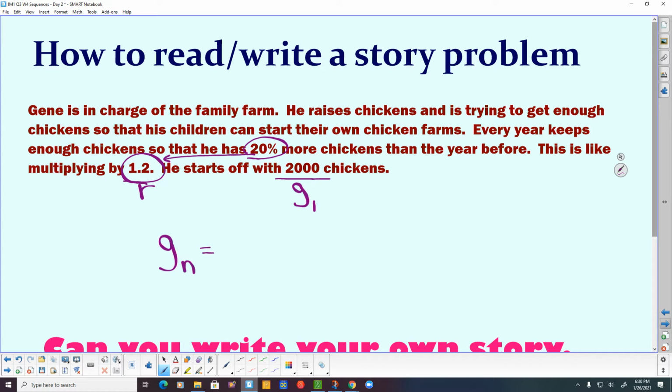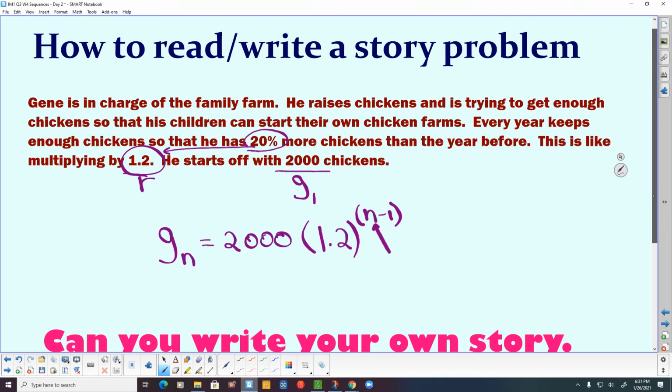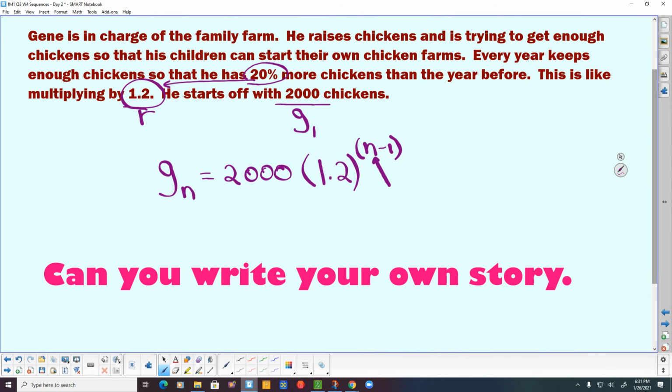Gn equals 2,000 chickens times 1.2 to the n minus 1 is my formula. Now, if I say how many chickens will he have in 8 years, you put the 8 right here, whatever years, and we'll know how many chickens he has. Okay, that is everything.